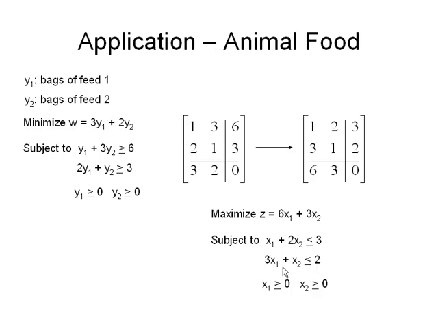And of course, since this is a standard maximization problem, I have the non-negativity constraints. I'm using x's instead of y's, z instead of w, and now my constraints are all less than or equal to instead of the greater than or equal to that was on the minimization problem. There are my dual problems.